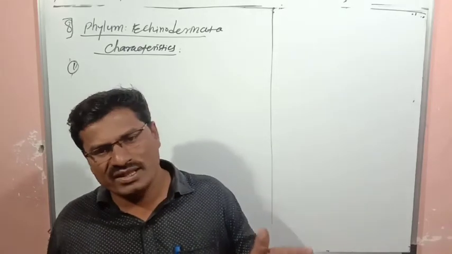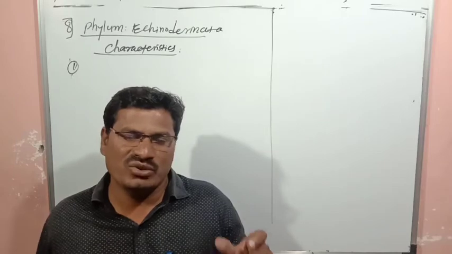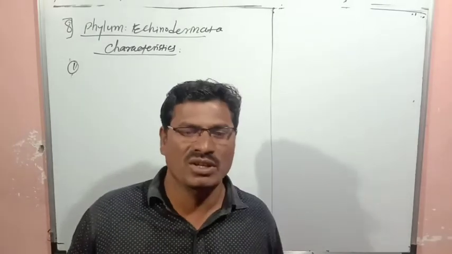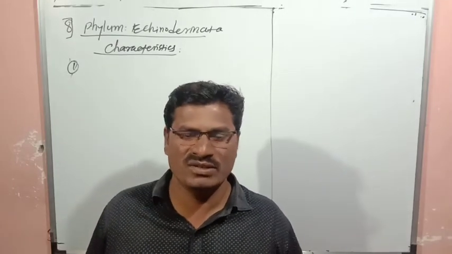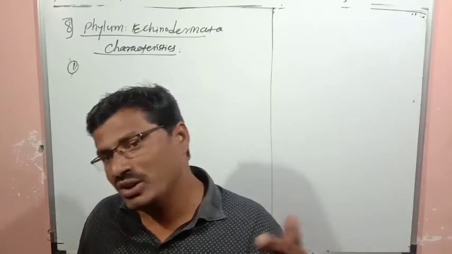Fourth point is related to symmetry. Echinodermata show radial symmetry, many axes of symmetry. But in early stages, that means during the larval stage, they show bilateral symmetry.